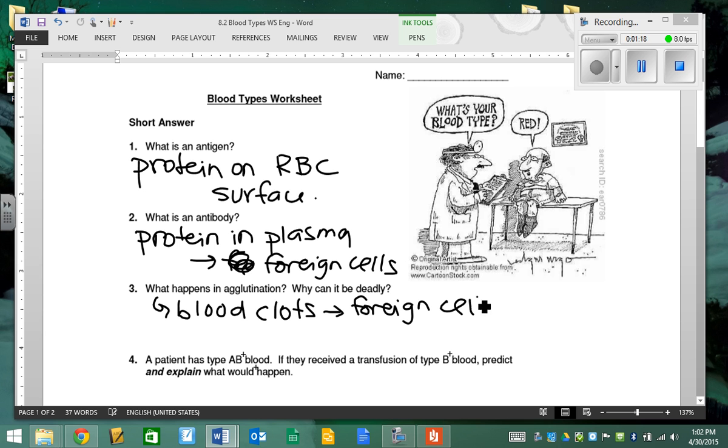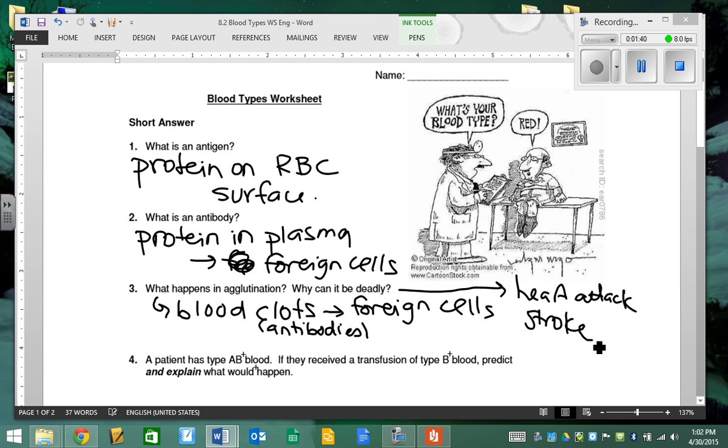All right, so first of all, you are right. Your blood clots because of foreign cells, and specifically, it's because of those antibodies. Antibodies attach to foreign cells and start making clumps or clots. And why can it be deadly? Just as John said, we could have a heart attack or a stroke, like we saw in previous lessons, because of things clotting. Does anyone have questions that they would like to ask about those first three sort of basic definitions?